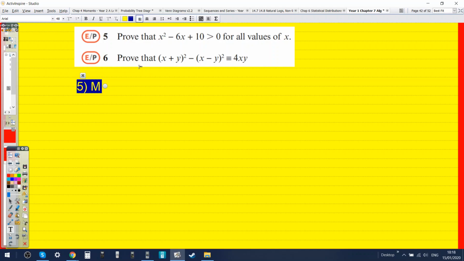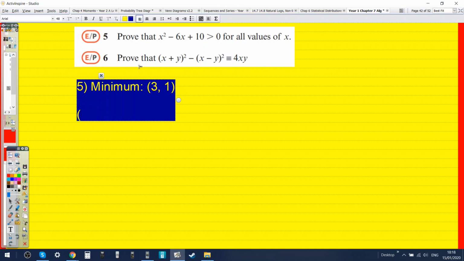So question 5. Yeah, the minimum. What's the coordinates of the minimum? 3, 1. 3, 1. Yeah. What is question 5 in completed square form? X minus 3 squared minus 9 plus 10. So, is that... What is minus 9 plus 10? 1? Yes. And so there's your 3, there's your 1.